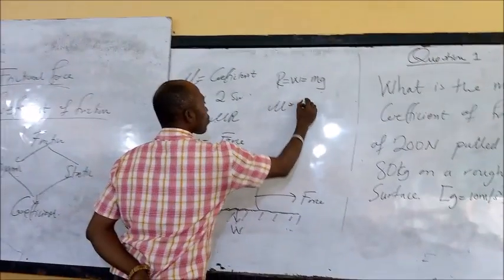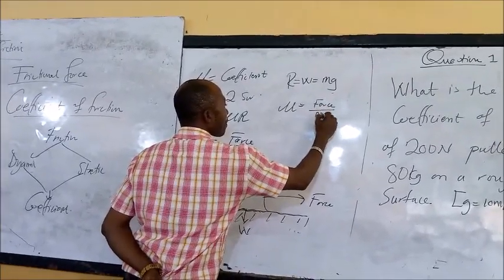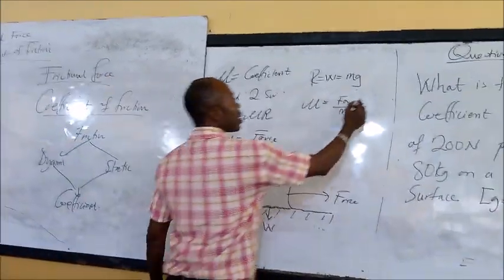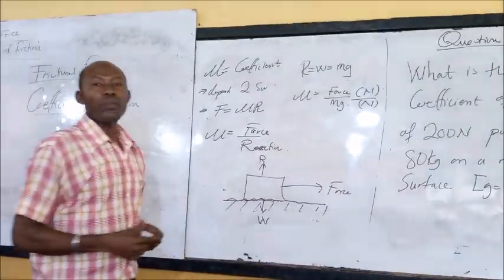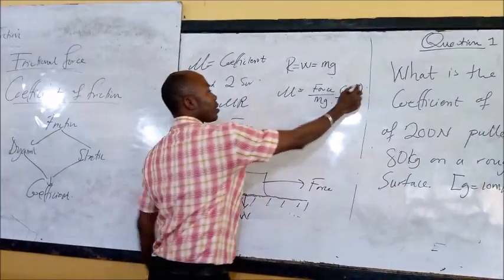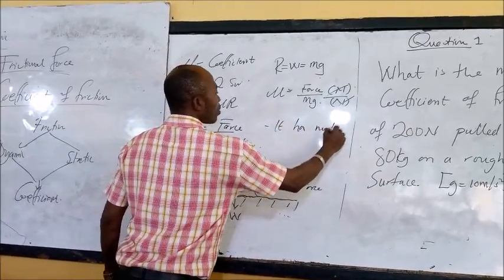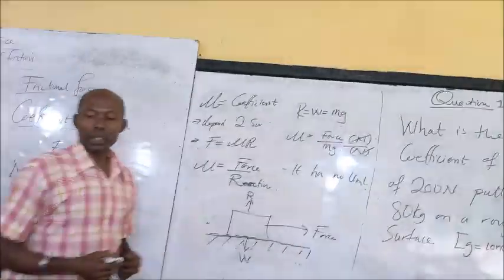So we can say that mu is force over what? Mg. So the force is in units of newtons, but the coefficient of friction has no units because the two forces cancel out.